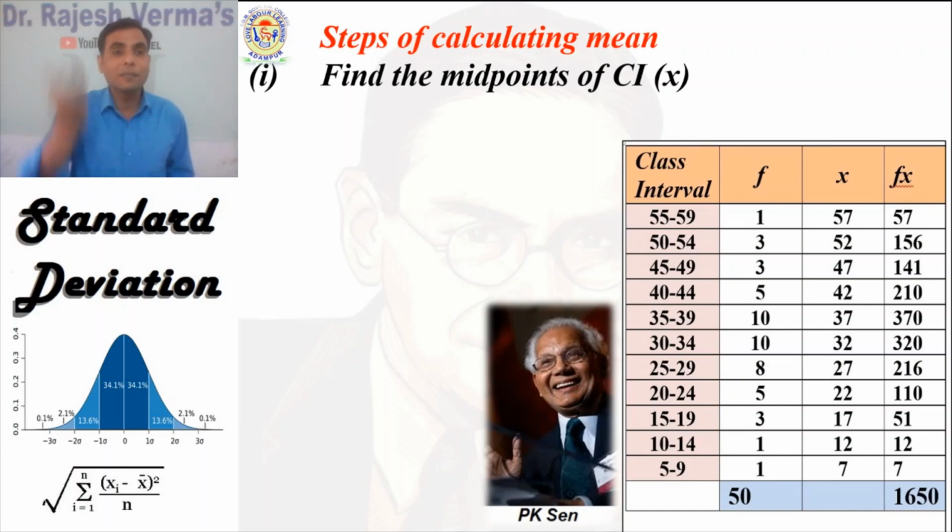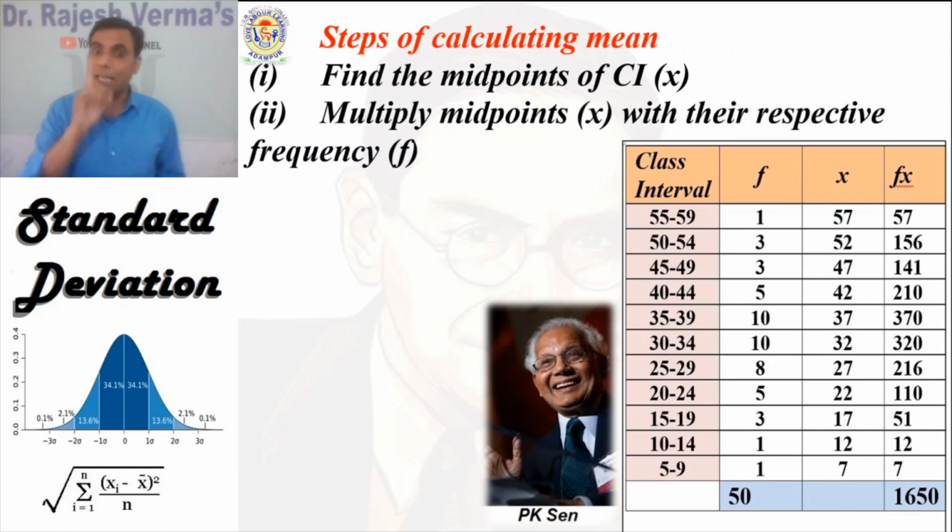If you calculate the first one or two midpoints, you will find a common difference between them, because the size of the class interval is 5. So every time your midpoint keeps increasing: 7, 12, 17, 22, 27, 32, 37, 42, 47, 52, 57. Calculate one or two and keep adding the size of the class interval to reach each midpoint. This is a short method.